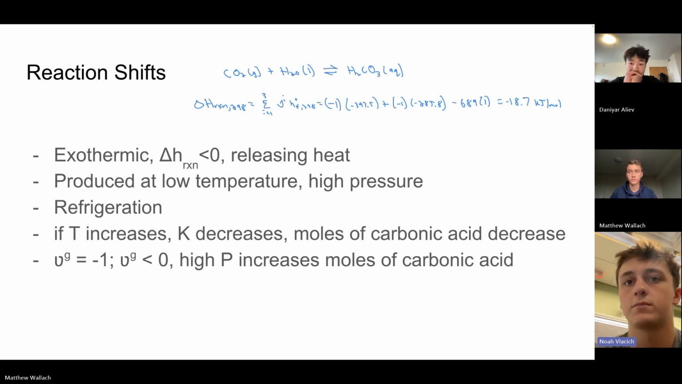And because the sum of the stoichiometric coefficients is negative, a high pressure or increasing pressure will increase the moles of the product, and that is desired. So the companies produce the seltzers at low temperatures and high pressures to maximize the moles of product produced.